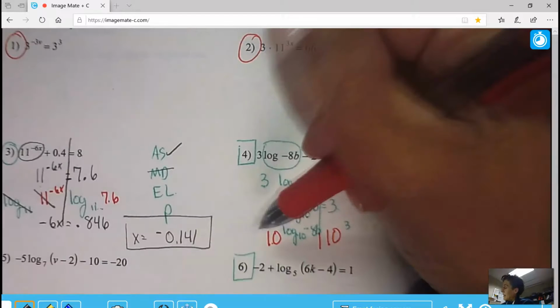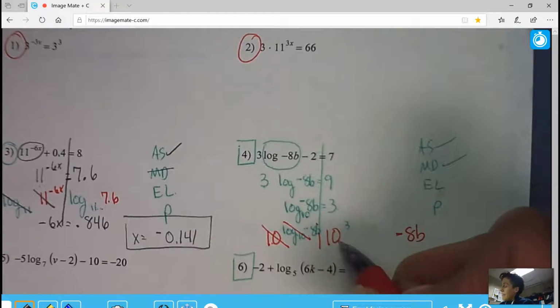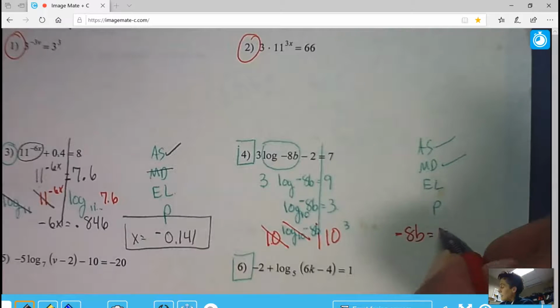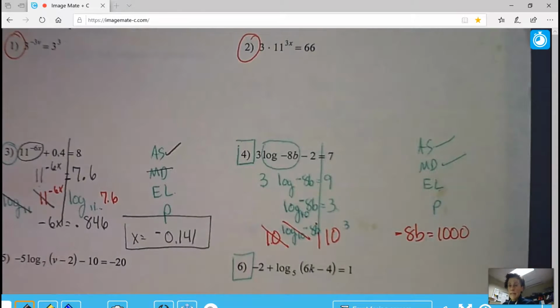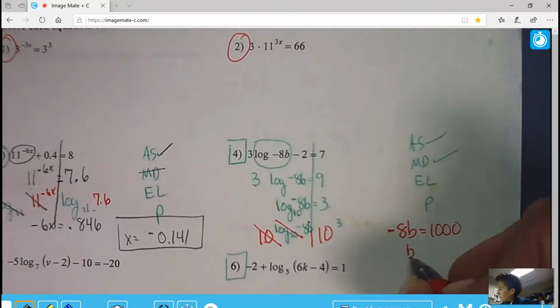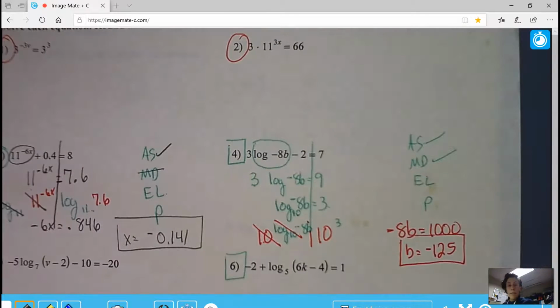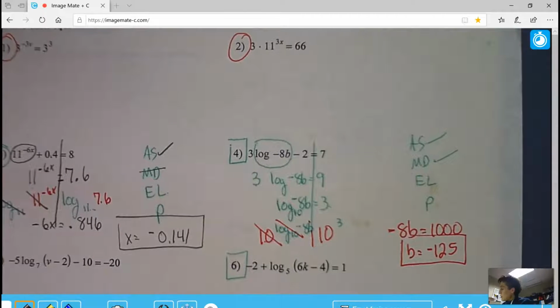And so what will happen here is these cancel out. So I just have negative 8b. And then in my calculator, I can type in 10 to the 3rd power, which is 1,000. And now to get b by itself, I'm just going to divide by negative 8. And this is one of those where you could leave it as a fraction, but it's actually a really nice answer. It's negative 125.